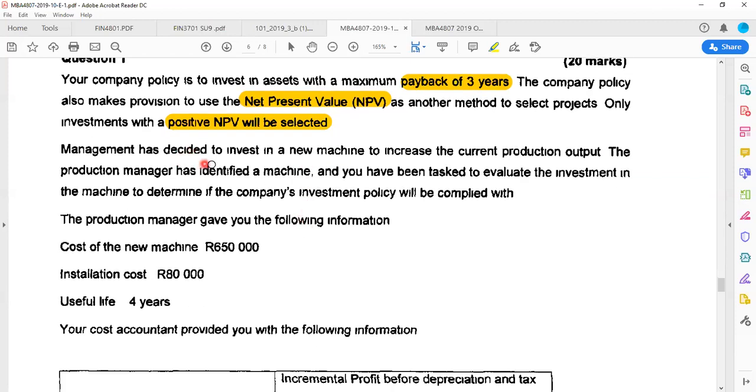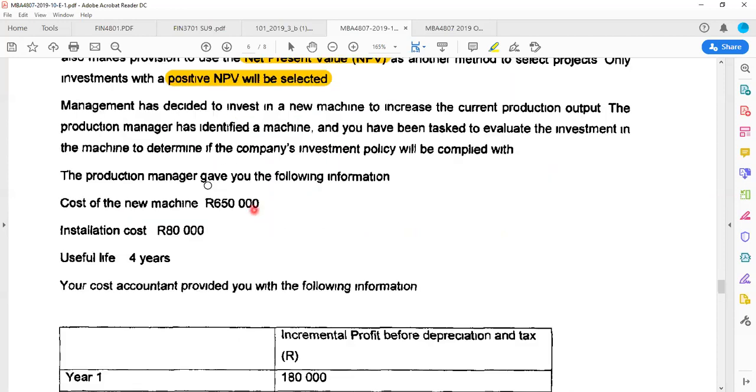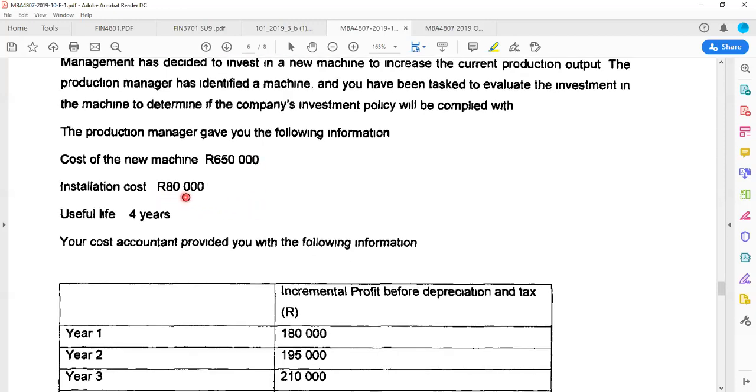So management has decided to invest in a new machine to increase the current production output. The production manager has identified a machine, and you have been tasked to evaluate the investment in the machine to determine if the company's investment policy will be complied with. Okay, so you're trying to make a capital budgeting decision. The production manager gave you the following information. The cost of the machine is 650,000. The installation cost is 80,000. The useful life is 4 years.